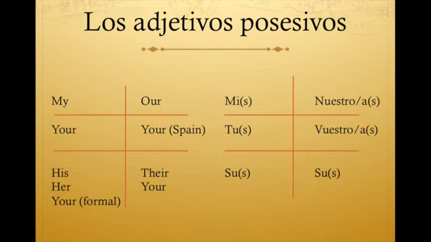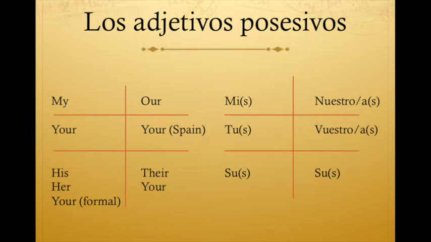A couple of things to notice is that they can all become plural depending on how many things you are possessing. If it is my book, it is mi libro. If it is my books, it is mis libros. And mis, now all of a sudden, agrees with libros. Same thing throughout all of them.